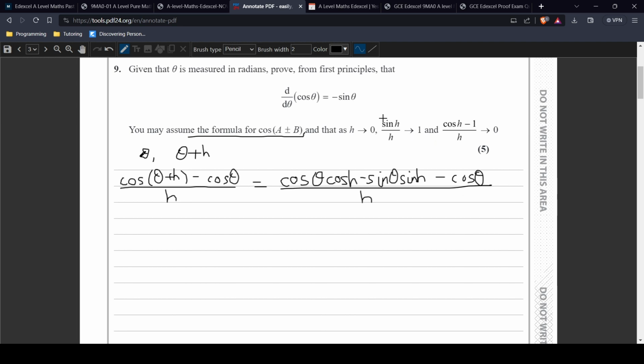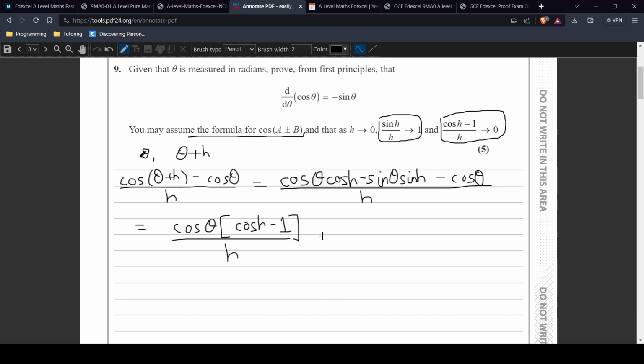Okay, now we're going to use the other two hints. So sine h over h goes to 1, and cos h minus 1 over h goes to 0, as h goes to 0. Okay, so for that we're just going to factor out the cos theta from the first and last term. So we get cos theta times cos h minus 1 all over h, and we're also splitting up the fraction in one go. So then we get minus sine theta times sine h over h.